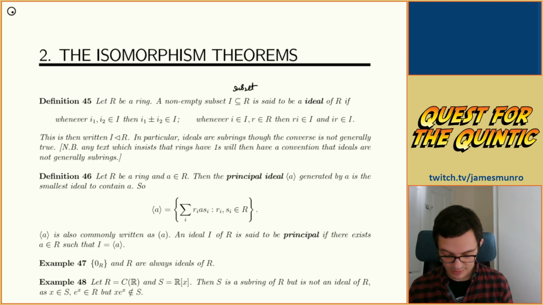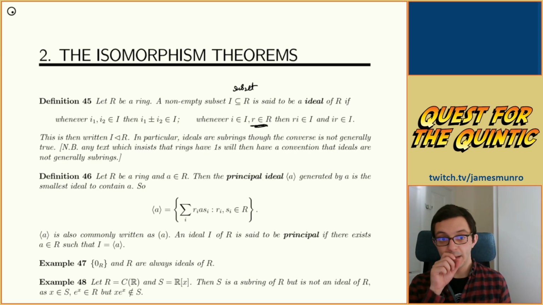Whenever these things are together, it's closed under addition and multiplication. Oh no, multiplication by r in the ring. So ideals, you can multiply them by anything.